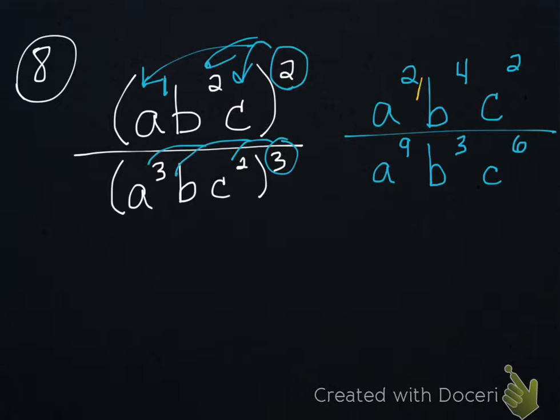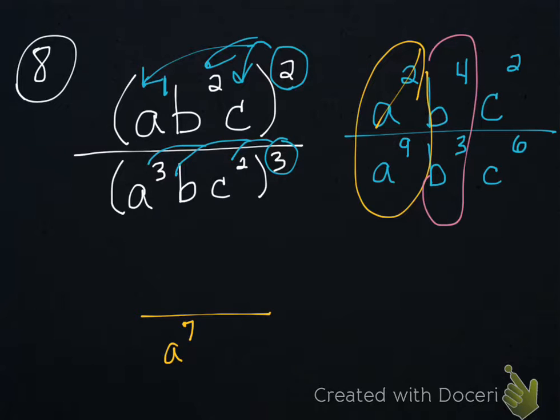Now let's look. First thing I have is a's. A squared, a to the 9th. The 9's going to win because there's 7 more. 9 minus 2 is 7. Now the b's. I have 4 on top, 3 on the bottom. Top's going to win by 1. Now the c's. I have 2 on top, 6 on the bottom. 6 is going to win because we have 4 more players in the denominator.